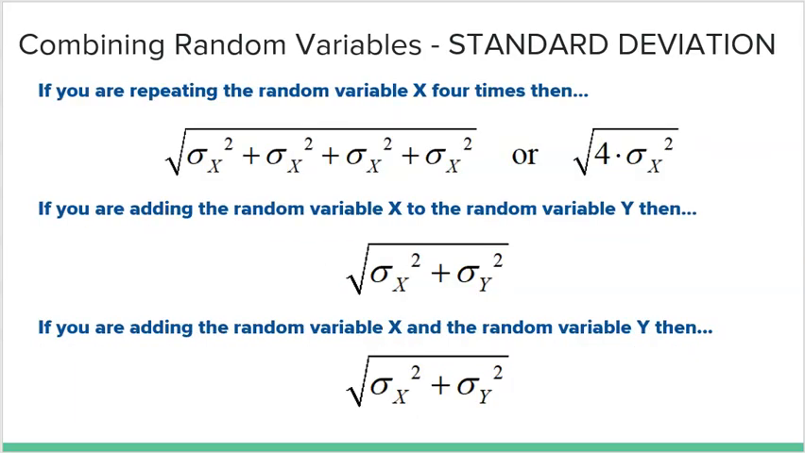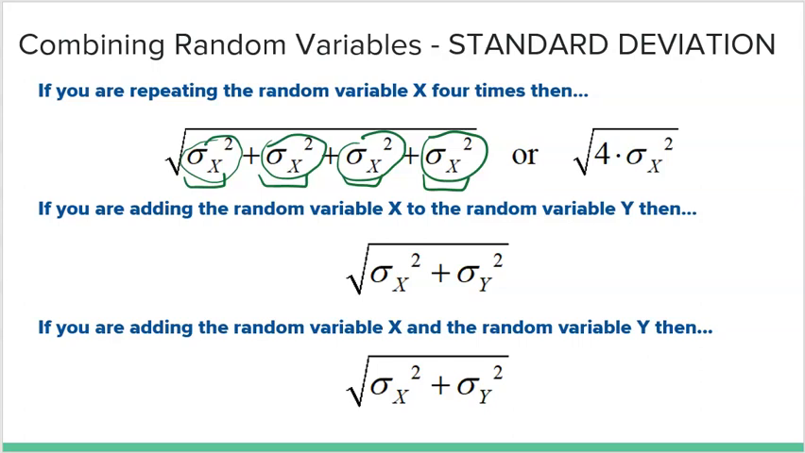So here are the rules. If you're going to repeat a random variable 4 times, what you have to do is take the variance, which is the standard deviation squared, plus the variance, plus the variance, plus the variance, each of which is the standard deviation squared. So you have to add up all that variance, because remember, when you square standard deviation, you have variance. This number right here is variance, and this is more variance. In fact, this is 4 variances added together. Once you add all that together, you take the square root, because that's how you get back to standard deviation.